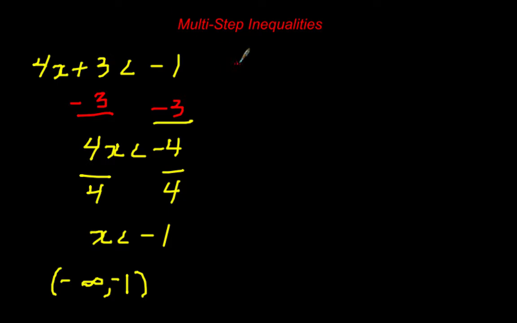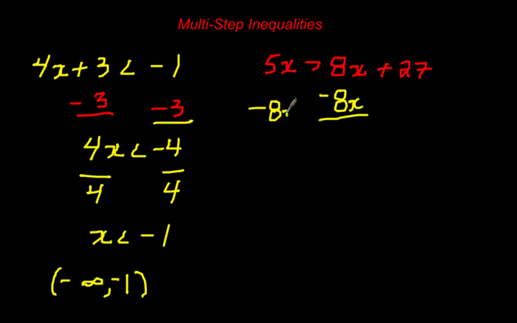Let's look at 5x is greater than 8x plus 27. So now we have variables on both sides. So what we can do is I'm going to actually just subtract the 8x from both sides. So there's that subtraction property of, in this case, inequality, right? So we have negative 3x, and now that's going to be greater than 27.